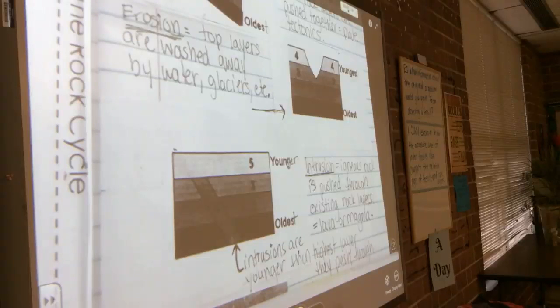Now these are very simple versions of some of the test questions you're going to see. So we're starting off easy, and then we're going to see if we can get you able to recognize law of superposition no matter what.